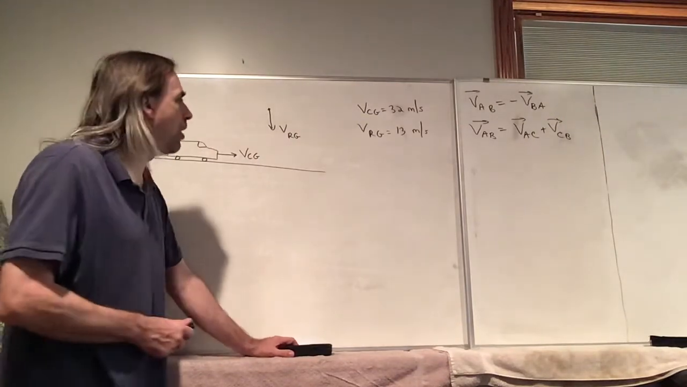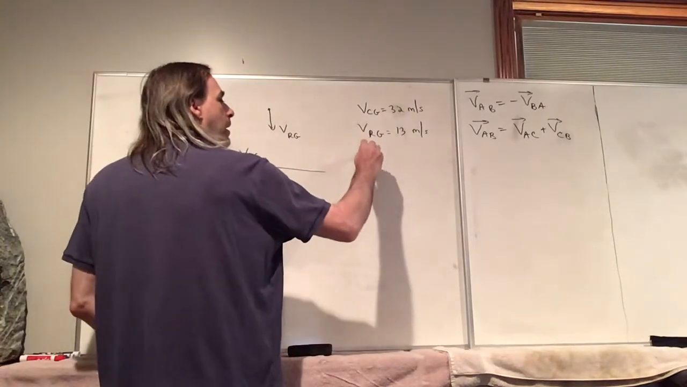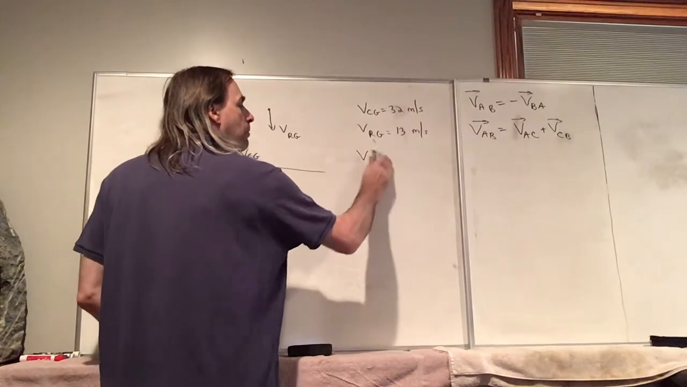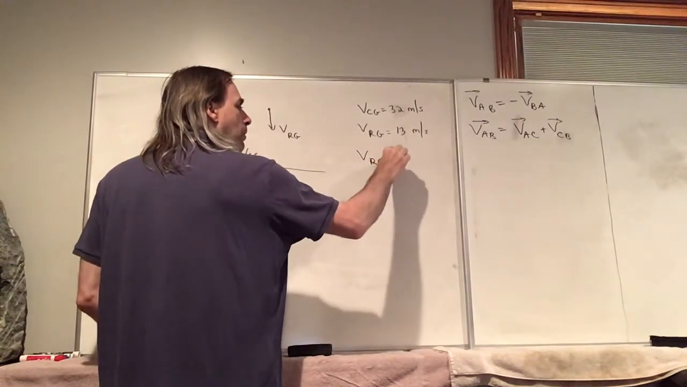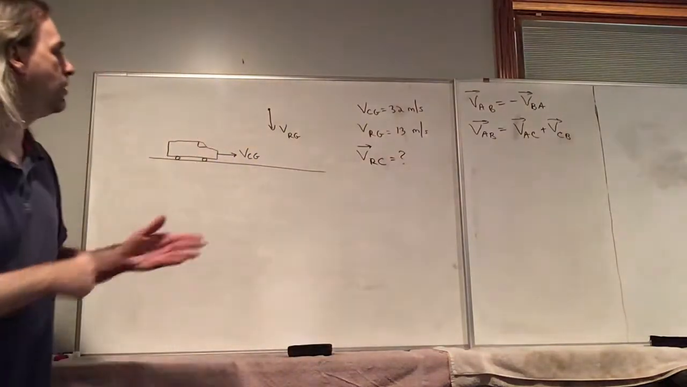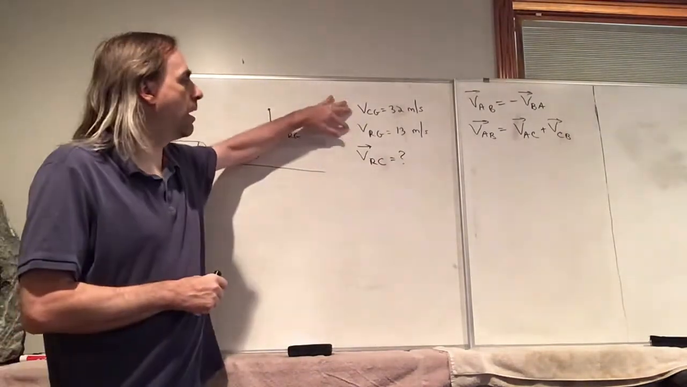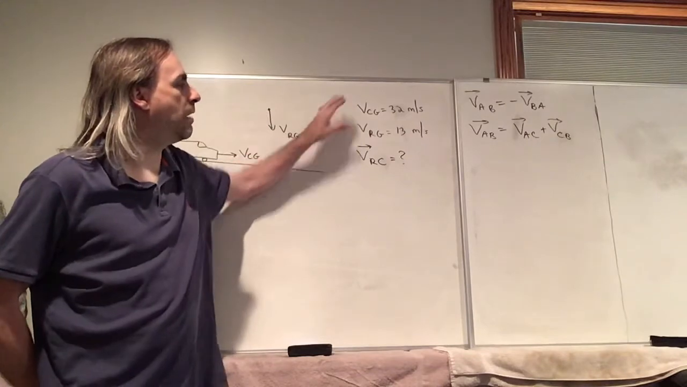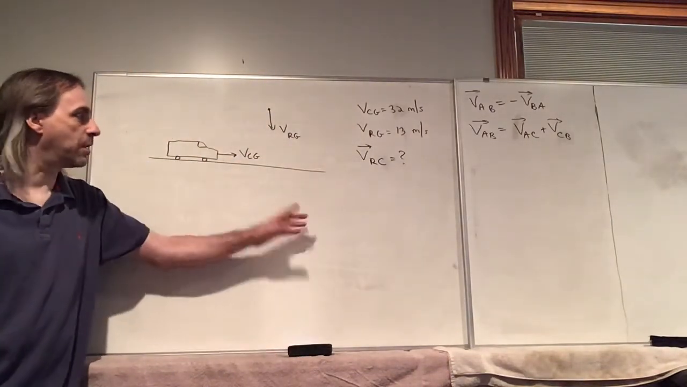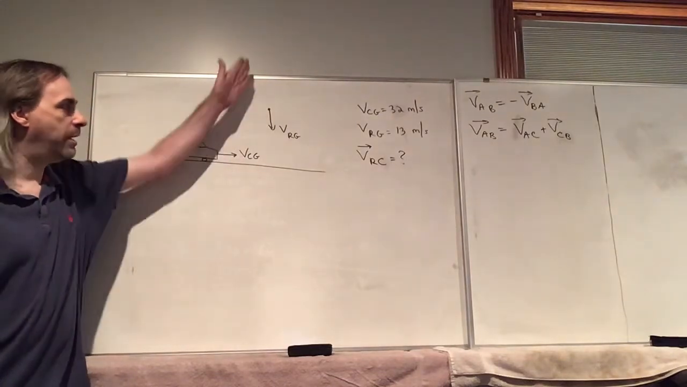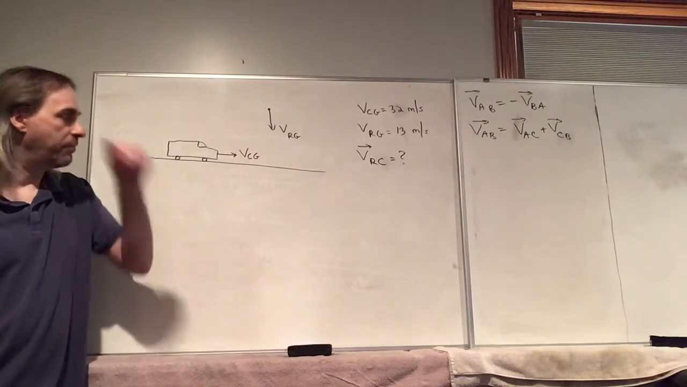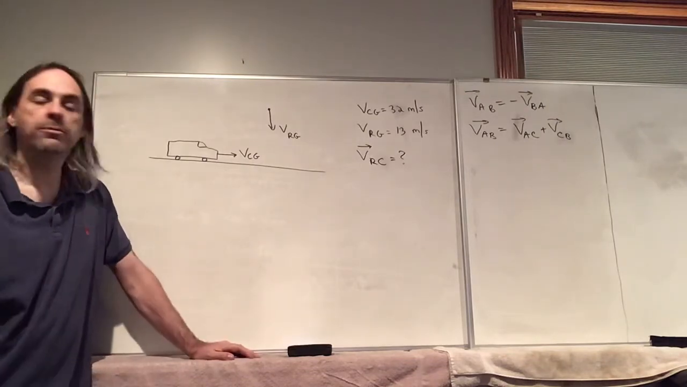And what we want to know is the velocity of the rain relative to the car. Now notice when I wrote down these values here, I wrote these down without the vector signs because these are just the speeds. This is just how fast they're going. The car's going to the right, the rain is falling straight down, both relative to the ground. So how do we actually solve this problem?